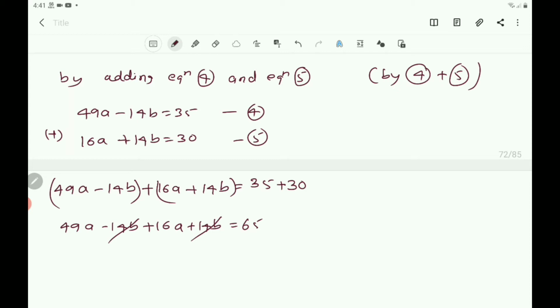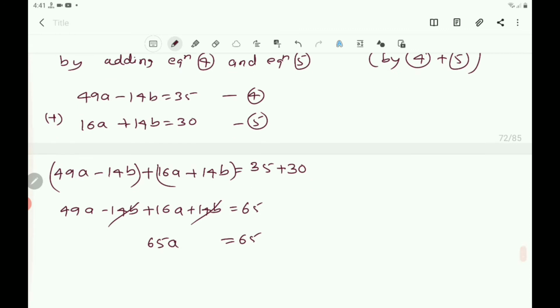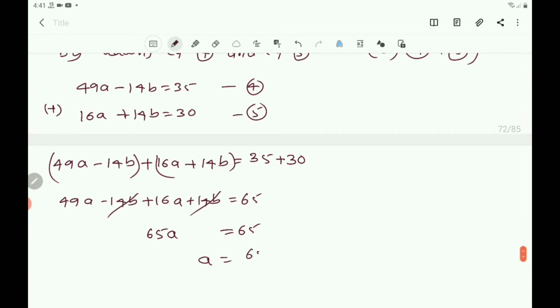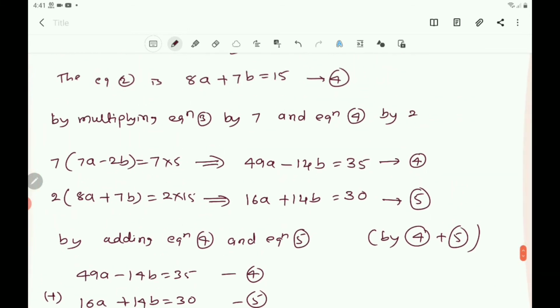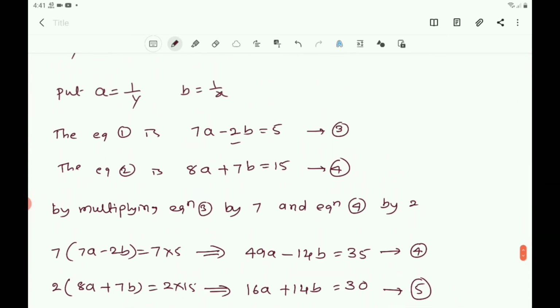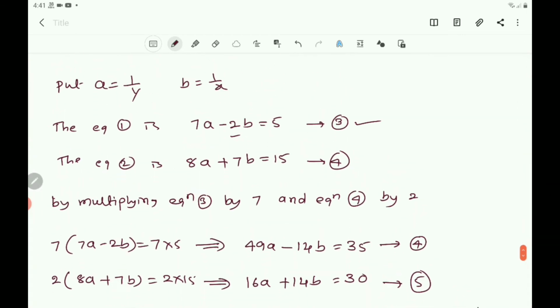49a plus 16a is again 65a, which equals 65. So you get a equals 65 by 65, that is 65 ones are 65, so a equals 1. Now you substitute the value of a in equation 3.